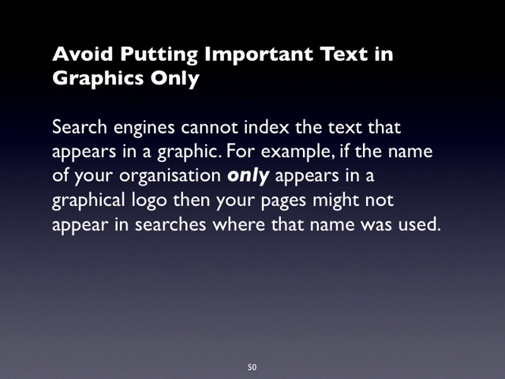Avoid putting important text in graphics only. This is the most important thing to remember about using images. If you, for example, have your navigation using buttons, super cool buttons that you did in Photoshop, so you have menswear, ladieswear, kids, homewares, contact us, and you put those in image files, so you have an actual JPEG with the word menswear in it, Google won't see that. It just sees a JPEG.